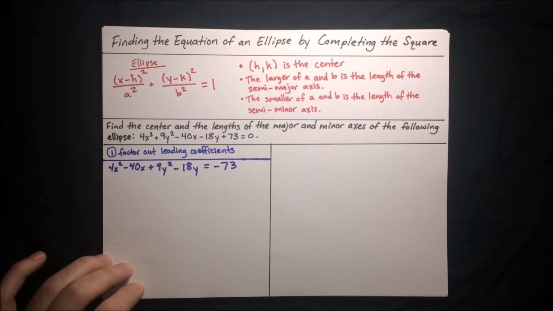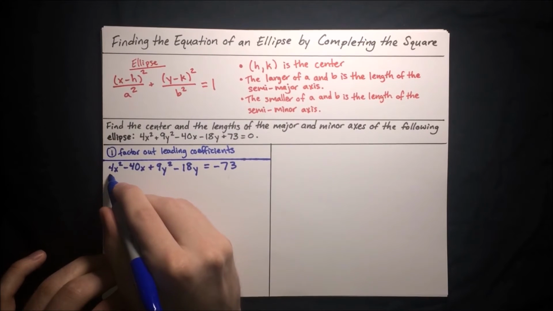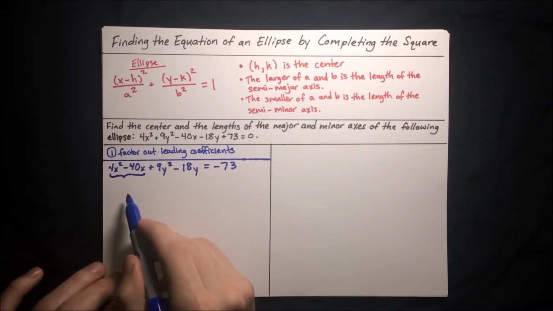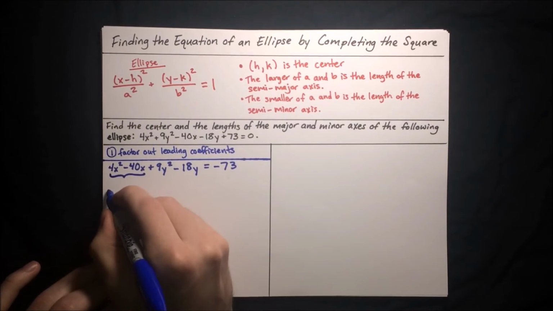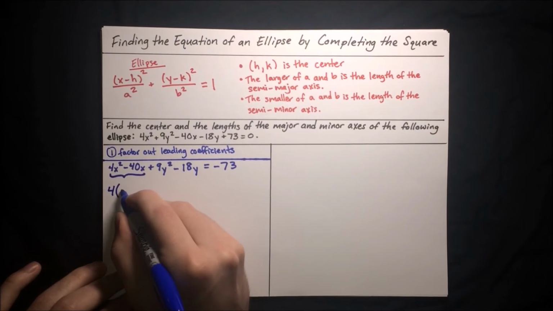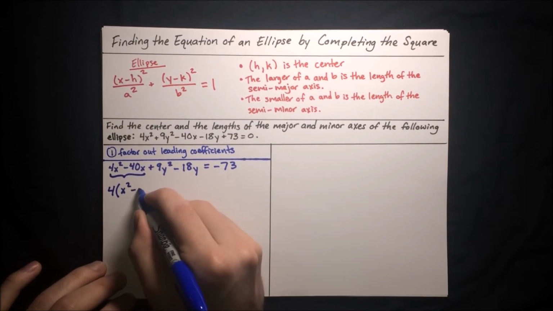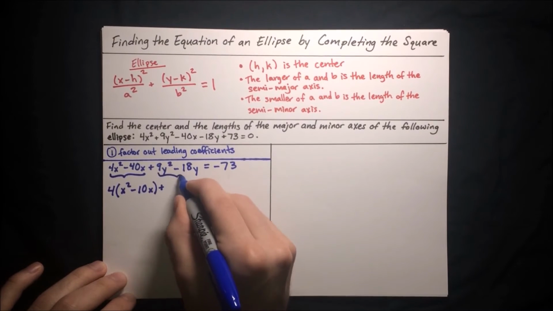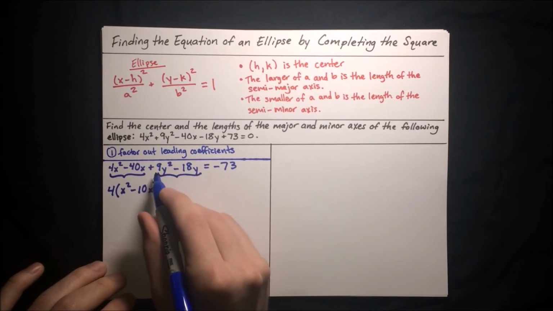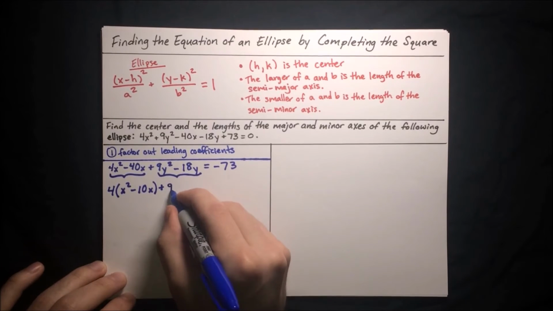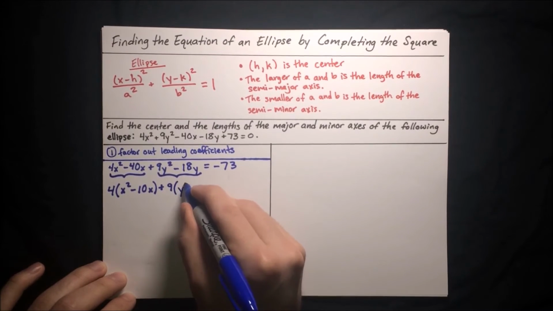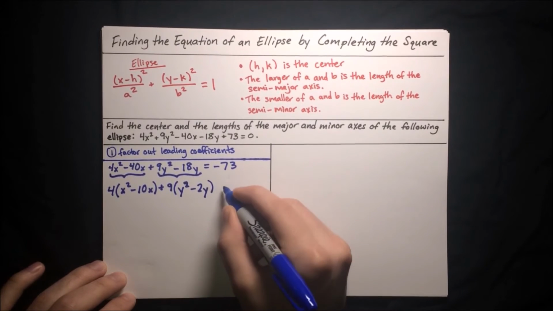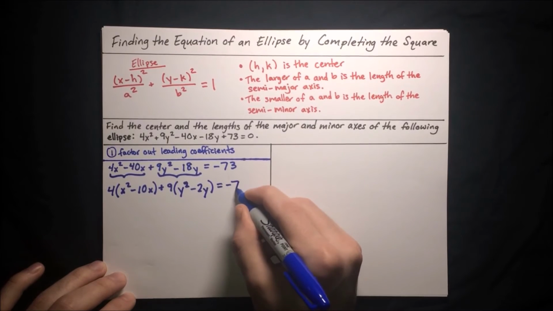And now we can go ahead and factor out those leading coefficients. So looking at the x terms first, 4x squared minus 40x, the leading coefficient there is 4, because that's on the highest degree, x squared. So factor out a 4 from there, we get 4 times the quantity x squared minus 10x. And then do the same thing with the y terms. So 9y squared, that tells us that 9 is the leading coefficient. Factor out a 9. So 9 times the quantity y squared minus 2y, because 9 times 2 is 18. Alright, and that's equal to negative 73.